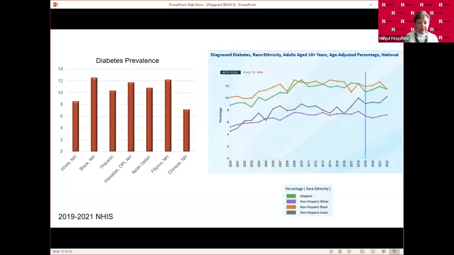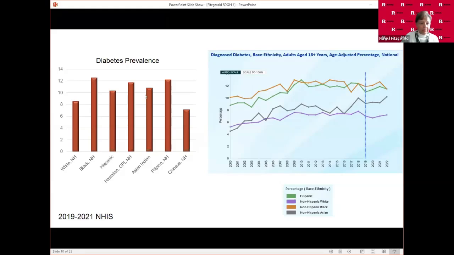Now, looking at drawing connections between the social determinants of health and diabetes prevalence, I included a few slides by different factors that we looked at in the social determinants of health framework. So we are looking at the racial and ethnic breakdown for diabetes prevalence. On the left side is the diagnosed diabetes coming from the National Health surveillance system. And as you can see, it is not evenly distributed among different racial and ethnic groups.